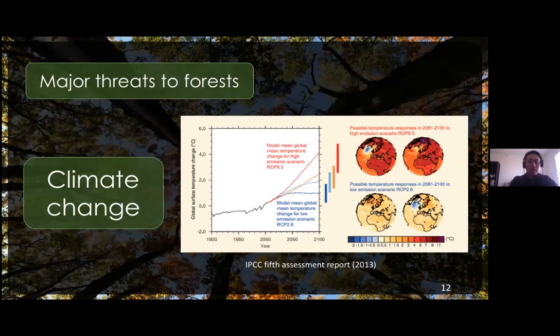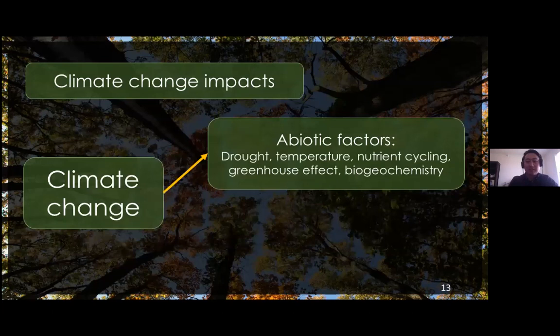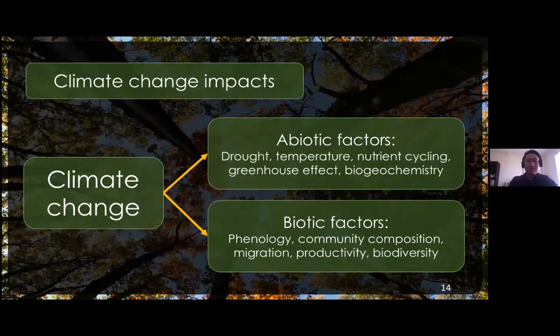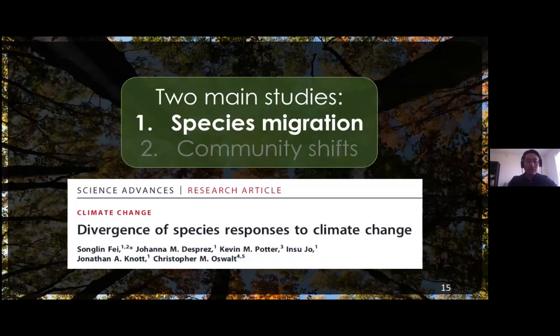As ecologists, we study climate change in many different ways. Some of them are more related to the abiotic factors, the natural environment, looking at things like drought or nutrient cycling or greenhouse effects. And then we also, as ecologists, of course, are thinking about the biological systems and different biotic factors that might be impacted by climate change. Things like phenology, when the leaves are coming out, when species are going to be migrating, different measures of productivity or biodiversity, and how these are all impacted by climate change. Today I want to talk about two main studies. The first one looking at tree species migration, and the second looking at how these migrations influence the forest communities.